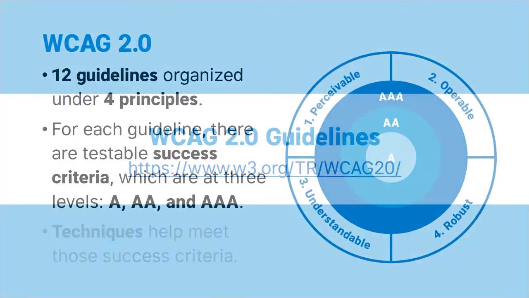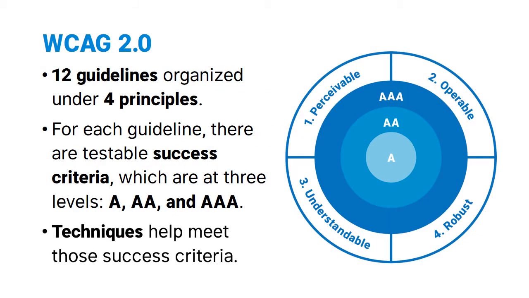WCAG 2.0 provides techniques to help meet those success criteria. Depending on which level and what technology it's for, some criteria may not apply to you. For most government agencies, AA is the level most sought after.